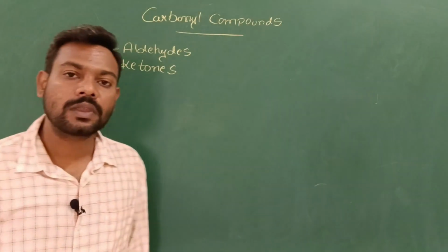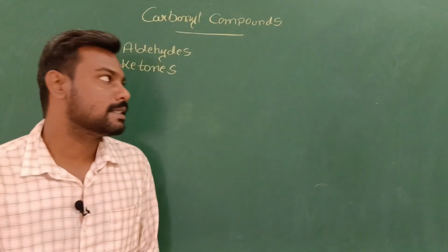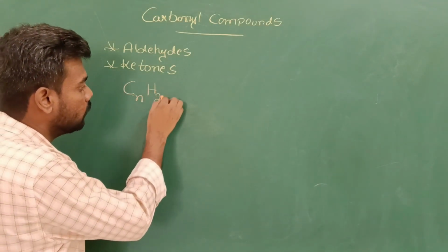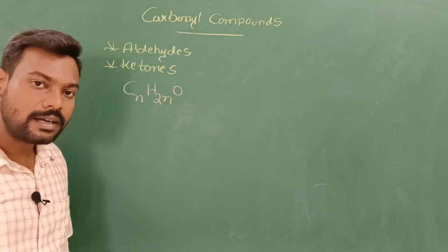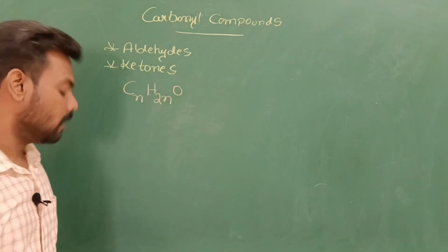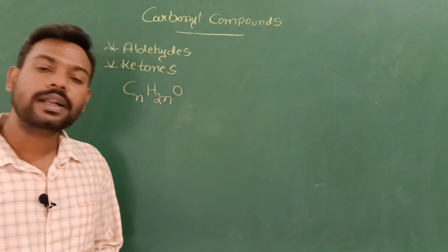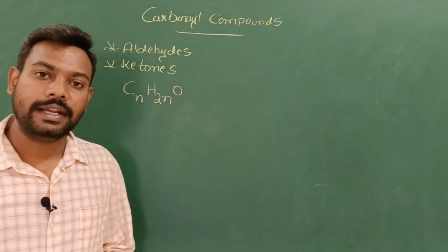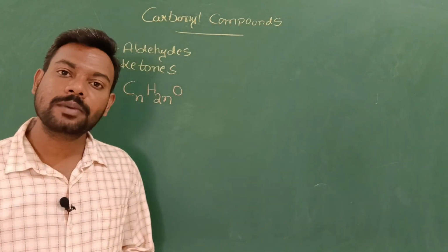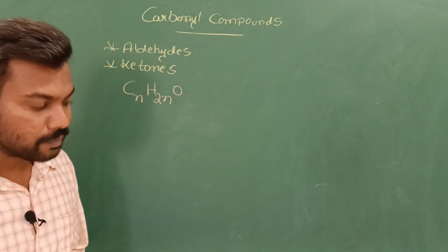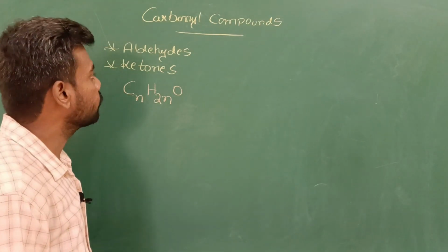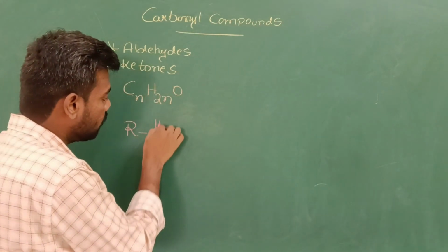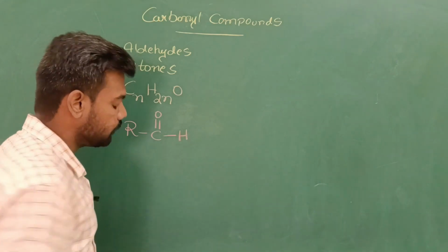The general formula of carbonyl compounds is CnH2nO. Now, what are aldehydes? Aldehydes are carbonyl compounds containing the carbonyl group, that is C double bond O, as a functional group, and the general formula of aldehyde is R-C double bond O-H.